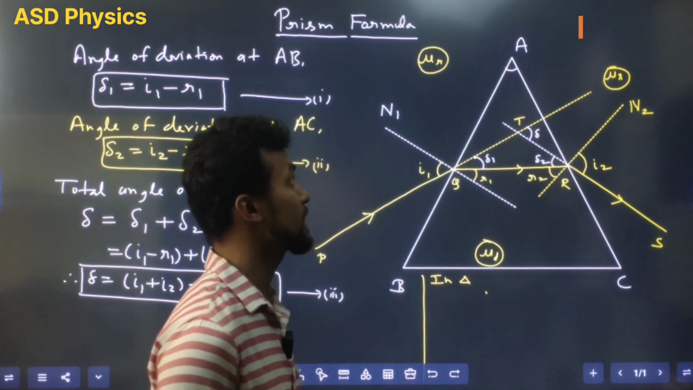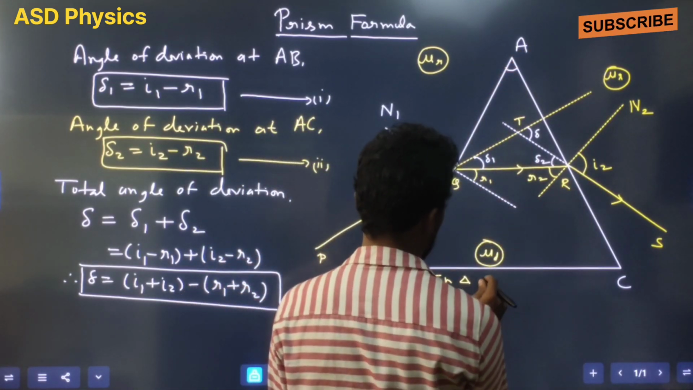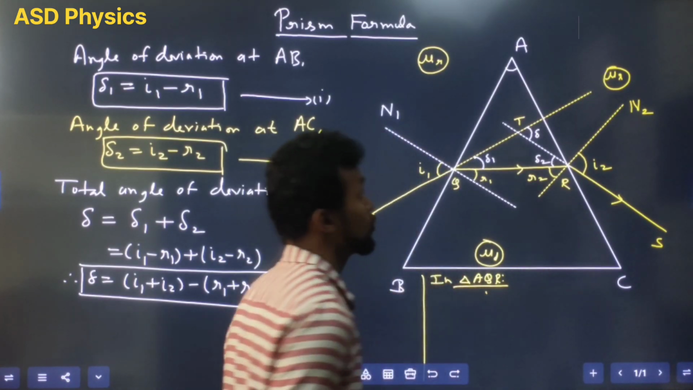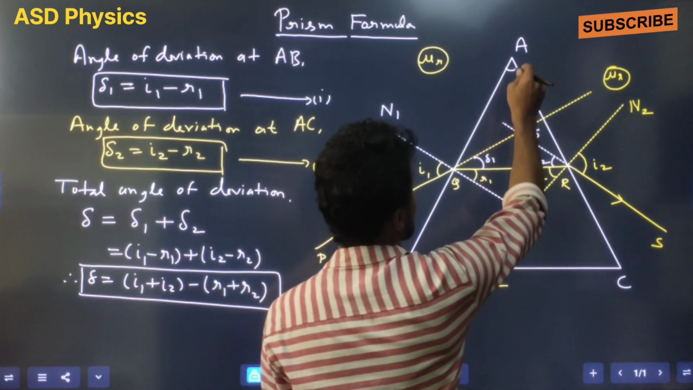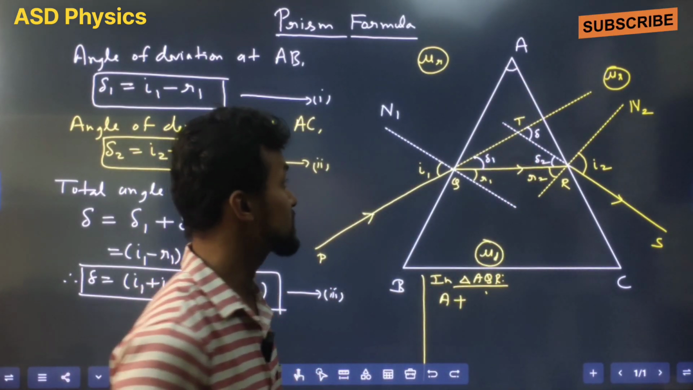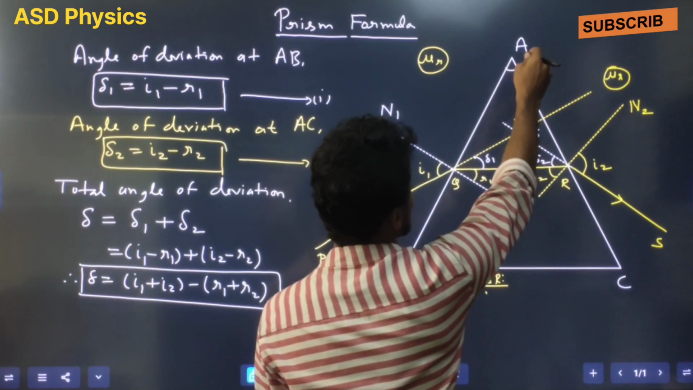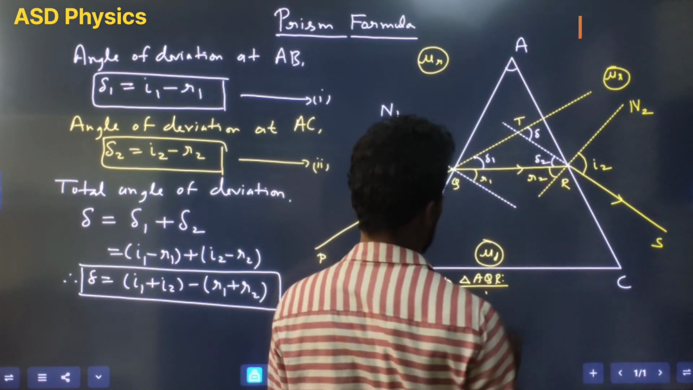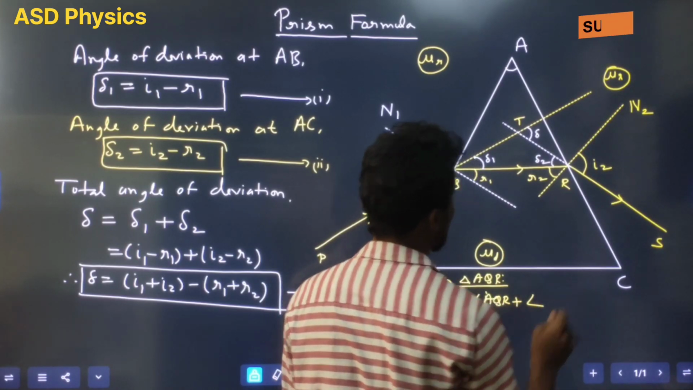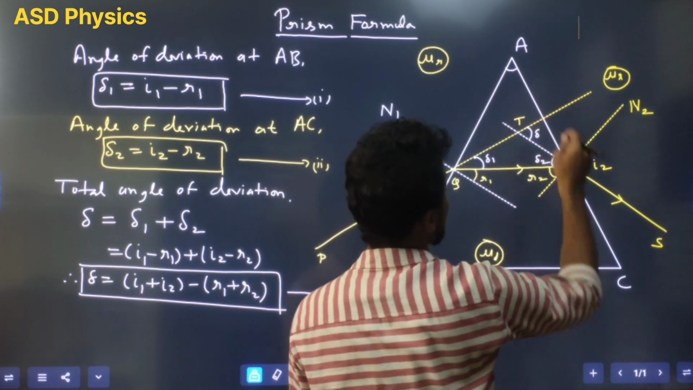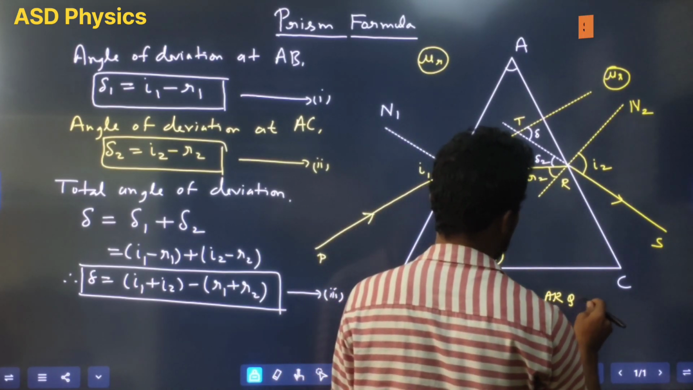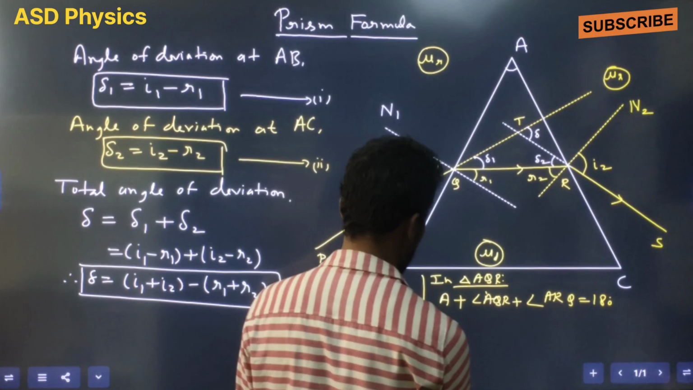In triangle AQR, what is happening, students? This one here is the angle A plus... Can you guess the triangle? This is actually angle AQR. Now what I am using here is AQR plus one more angle I will use here, ARQ. This total angle will be 180 degrees here.